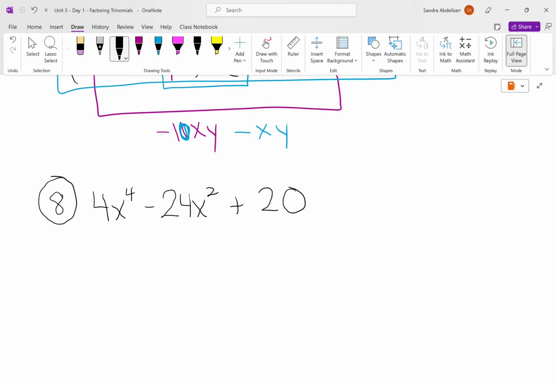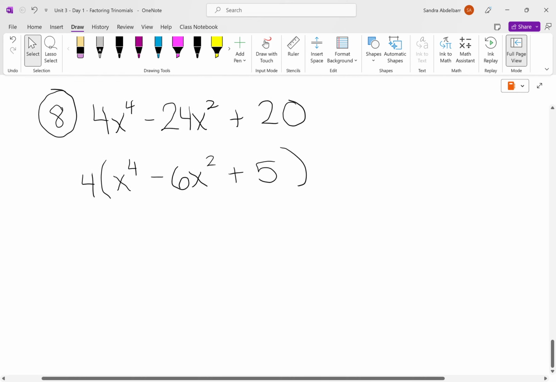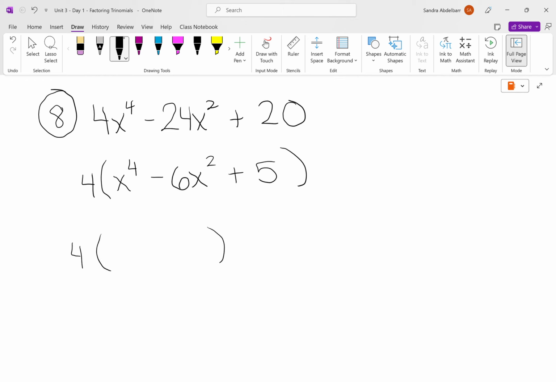But first thing we're going to look for is a GCF. Is there a GCF? Yes. What is our GCF? 4. So I'm going to pull out a 4. So then I have x to the 4th minus 6x squared plus 5. Okay, so now we come to factoring this.